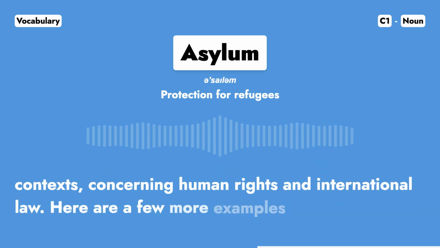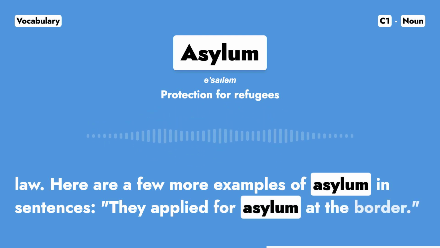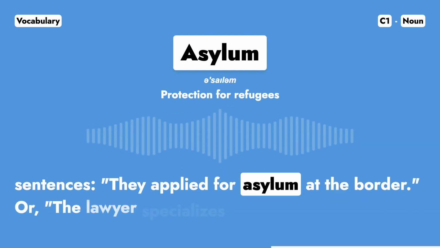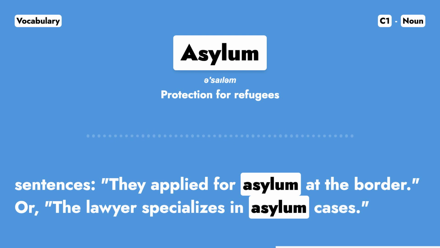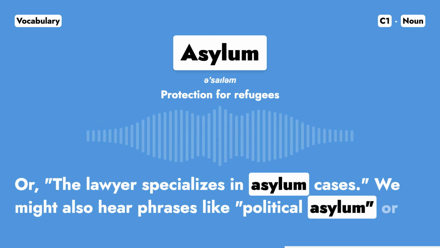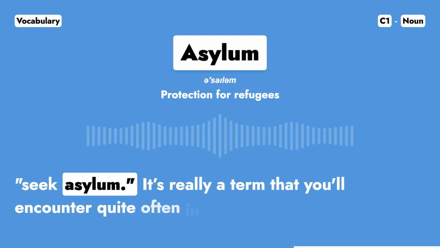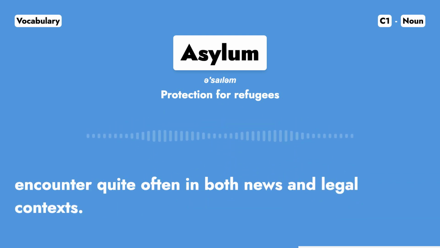Here are a few more examples of asylum in sentences. They applied for asylum at the border. Or, the lawyer specializes in asylum cases. We might also hear phrases like political asylum or seek asylum. It's really a term that you'll encounter quite often in both news and legal contexts.